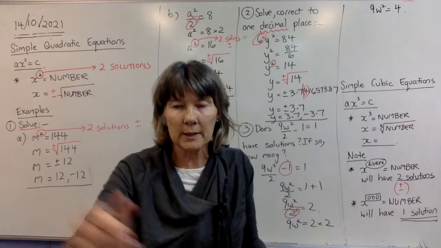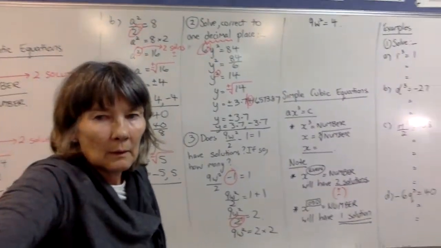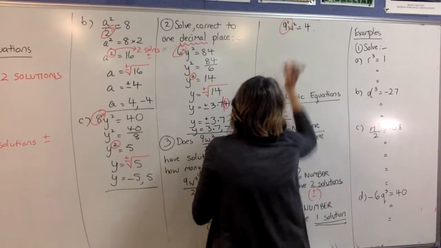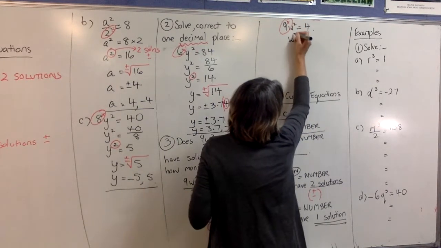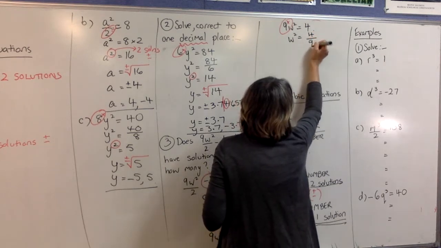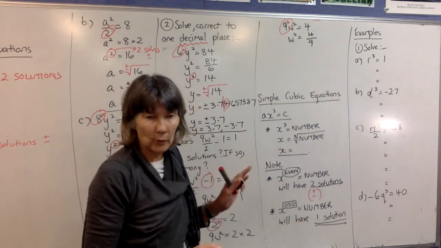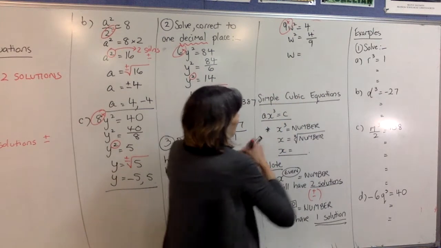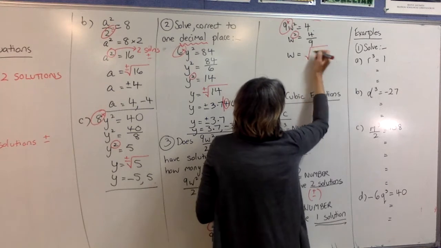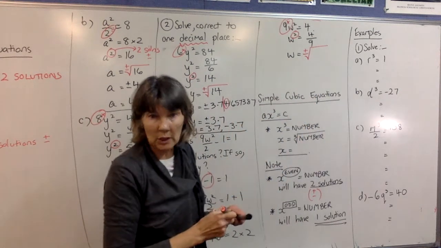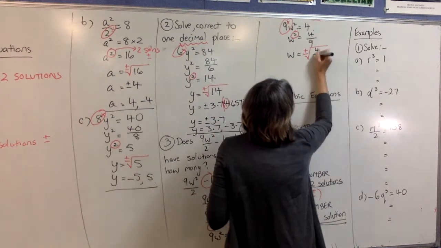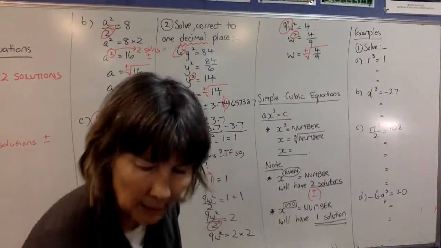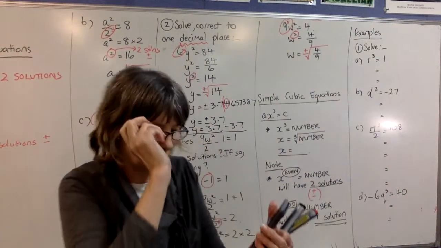All right, now once you get to there, we're going to get rid of our 9 now. So we're left with w squared equals 4 over 9. All right, now be careful with this question. So we're getting w equals, we're square rooting, and we know we've got 2 answers, or it looks like we will, of 4/9. Now, I just want to see what happens if we put this in the calculator, because I might need to talk to you a bit more about this one.